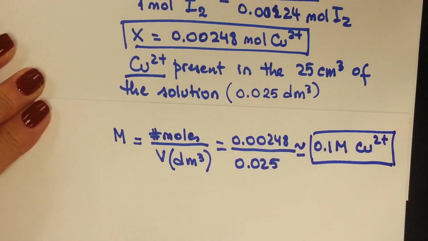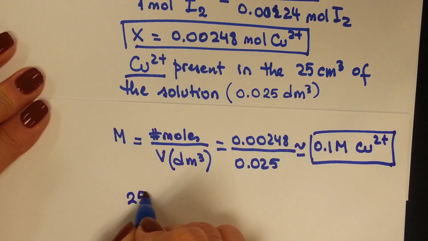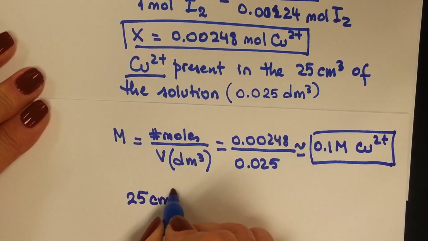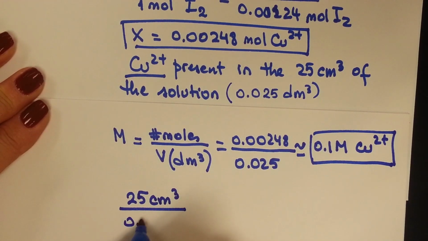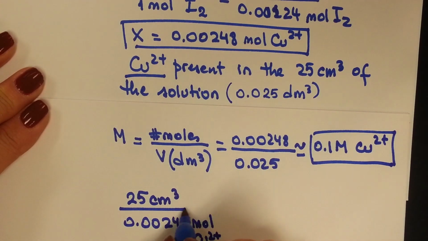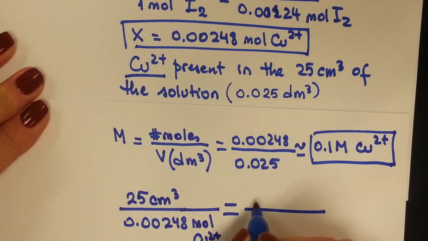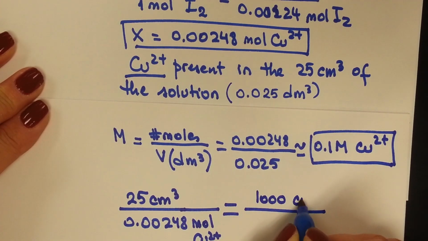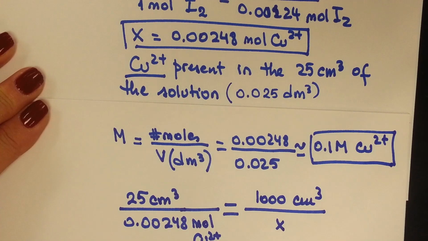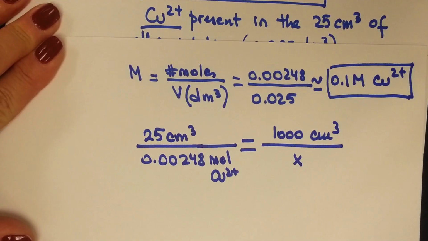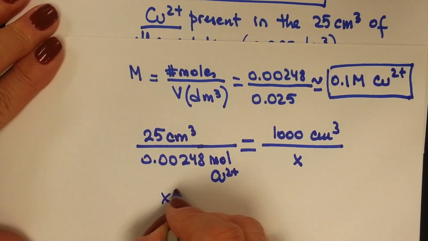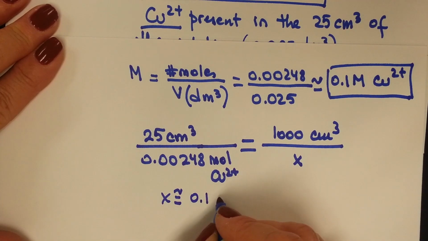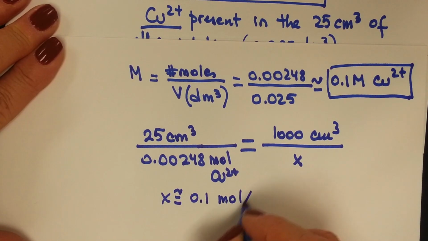Now, if you don't see it like this, you can do it with a proportion. In 25 centimeters cubed, you have 0.00248 moles of copper 2+. In 1,000 centimeters cubed, you're going to have X. And again, X is around 0.1 mole per decimeter cubed.